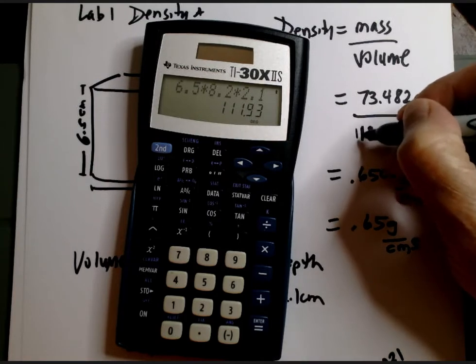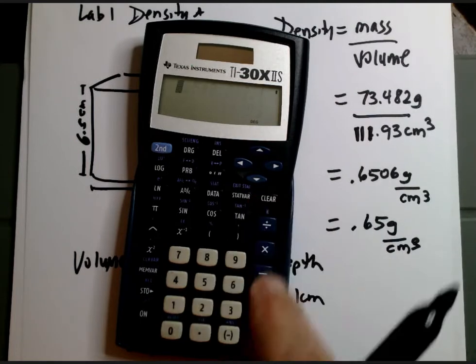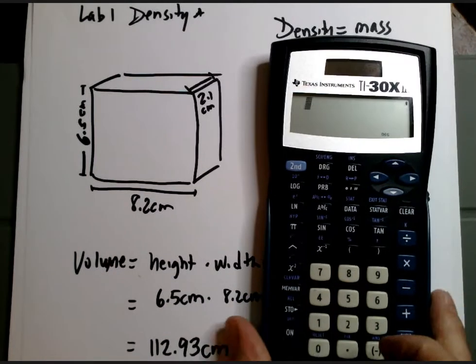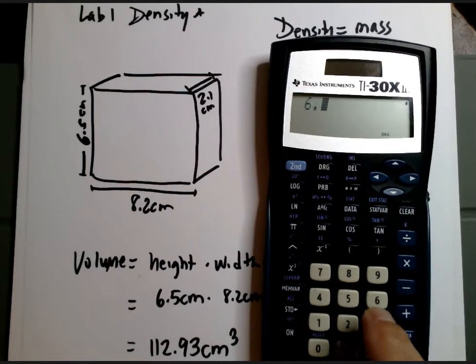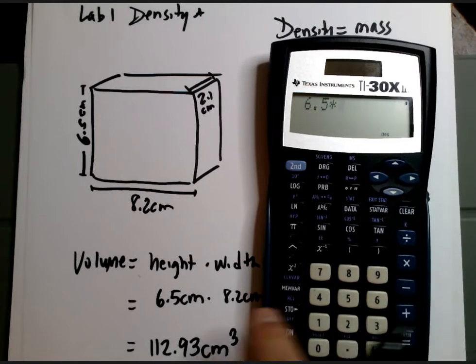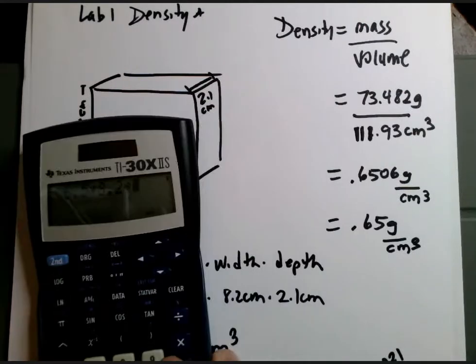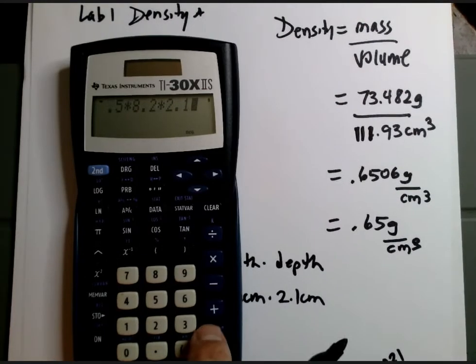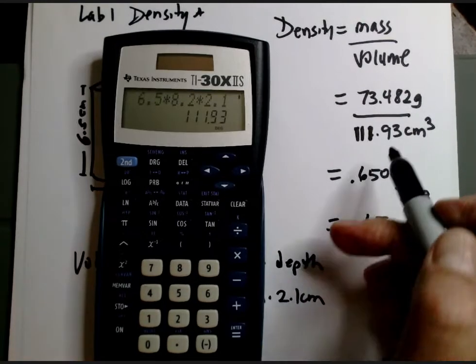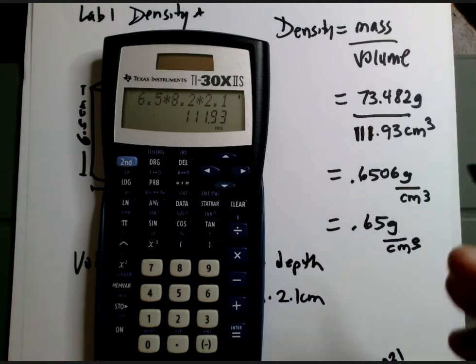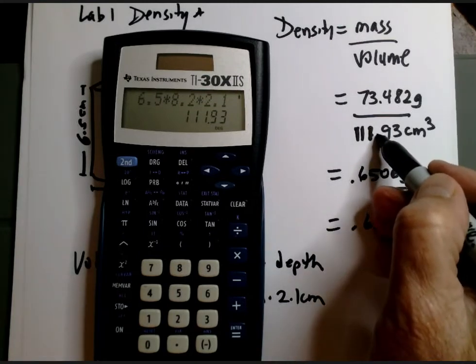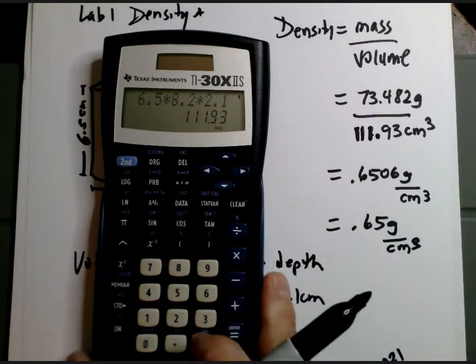So let's run the numbers again. Let's try it one more time. Let's go with 6.5 times 8.2 multiplied by 2.1, and it is 111.93. Not really sure why I wrote that down, but there you go.